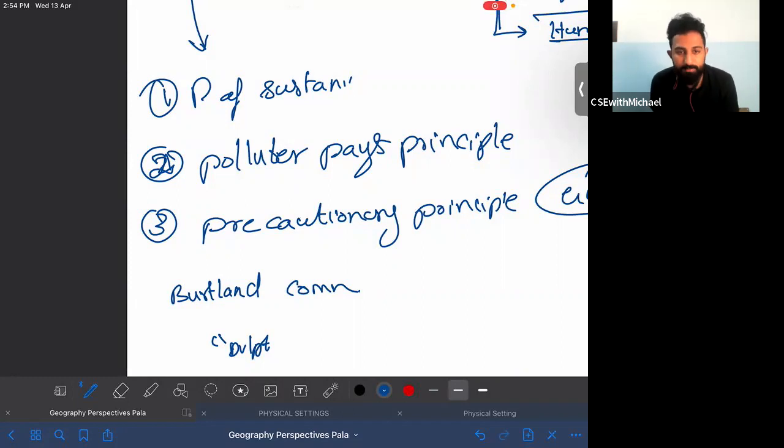First one, regulating the pollutants that can be discharged into the environment. Second, charging polluter taxes and levies. And third one, making the polluter liable for the damages caused.